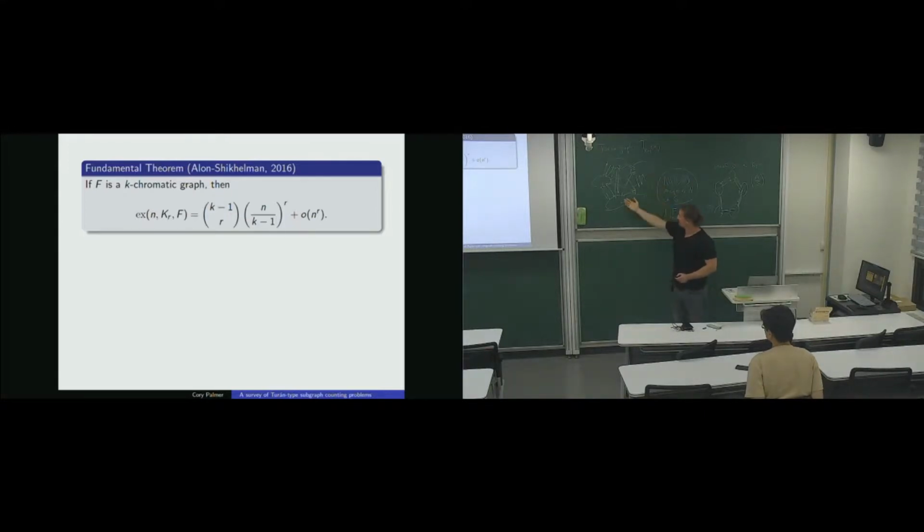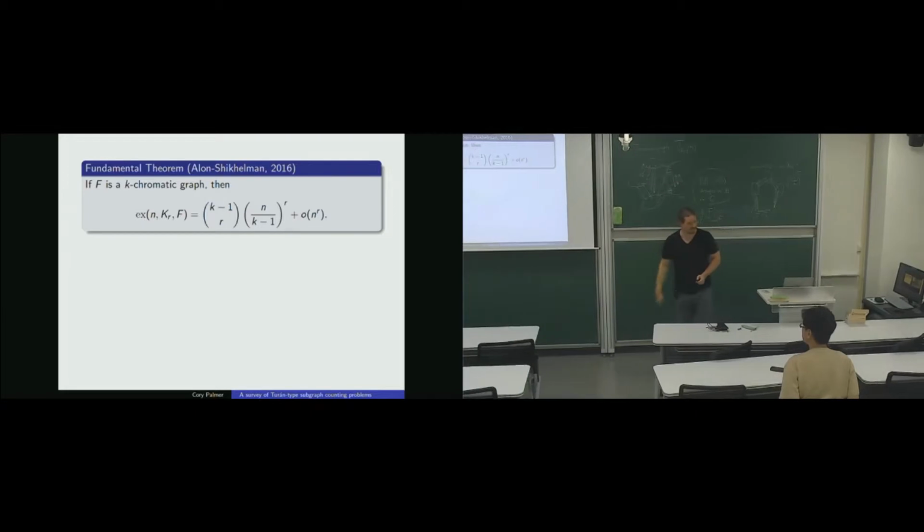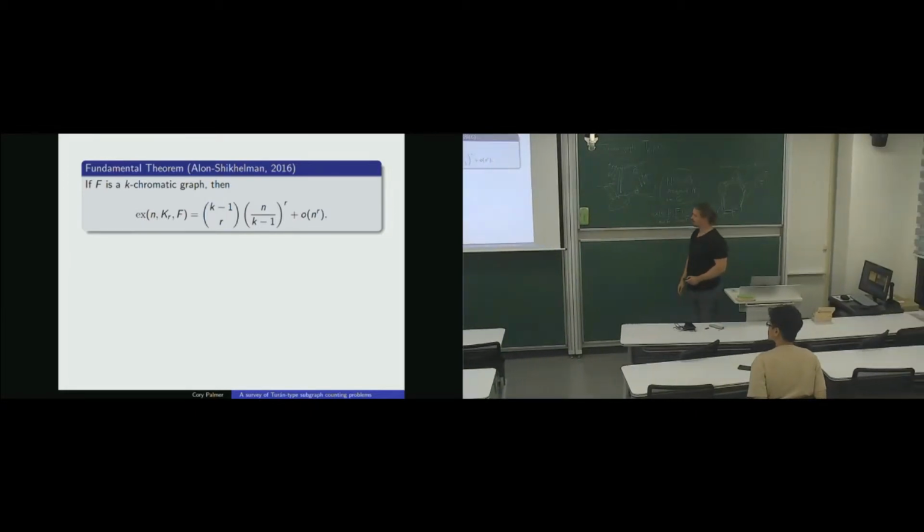If this has k minus 1 classes, it doesn't contain F. That's (k minus 1)-chromatic, and the number of copies of K_r is approximately what's given in the first term there, that n to the r term there. Okay.